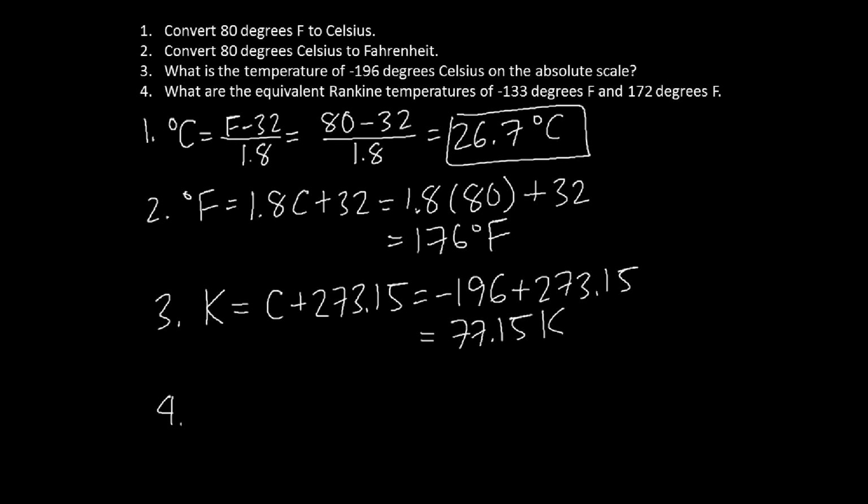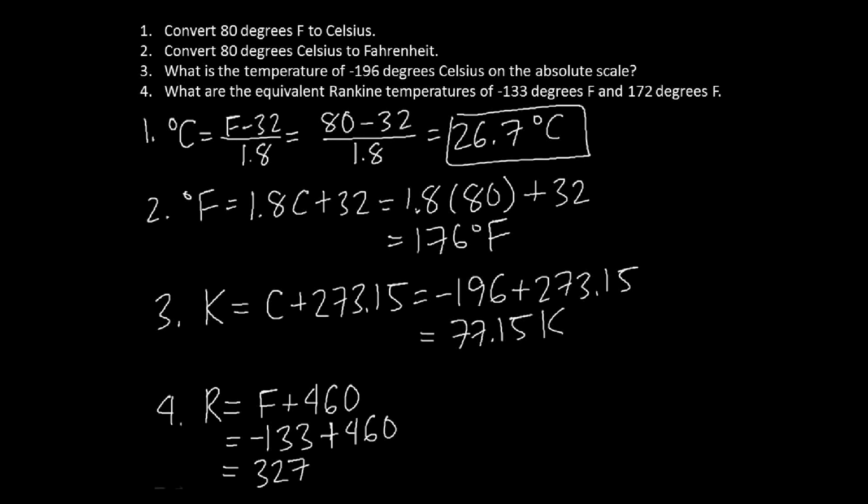Lastly, we have the Rankine scale, and we're asked to find the equivalent Rankine temperatures of negative 133 degrees Fahrenheit and 172 degrees Fahrenheit. So we're going to solve first for the negative 133 degrees Fahrenheit. It is found in this way. Rankine is equal to Fahrenheit plus 460, and then we're just going to add negative 133 plus 460, and our final answer would be 327 Rankine.